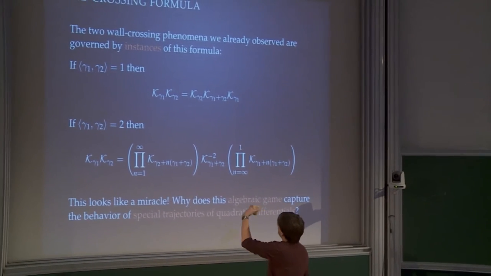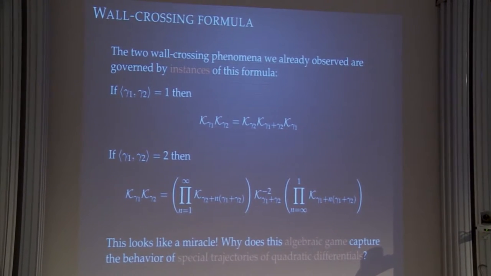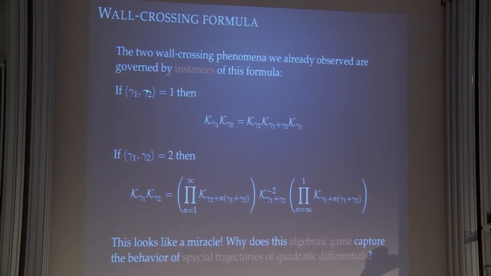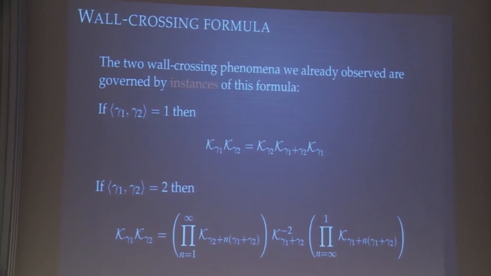So now let me say, these two wall-crossing phenomena that we already observed are really just governed by instances of exactly this formula. So first, suppose I have two charges whose intersection product is just one. That was what happened in the first example.